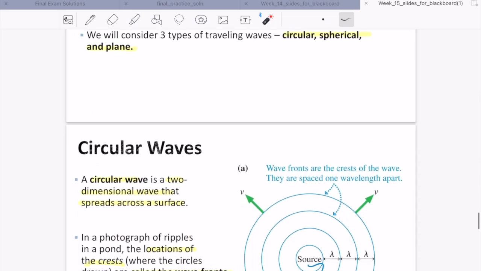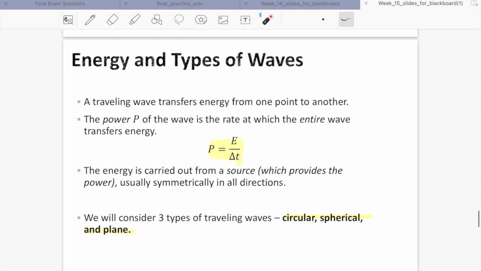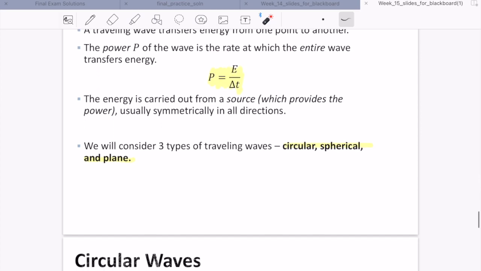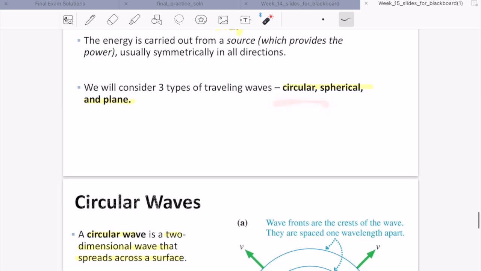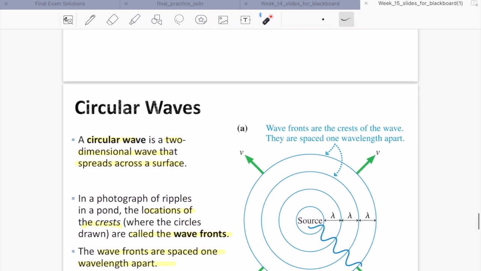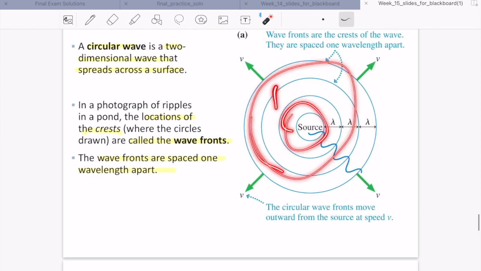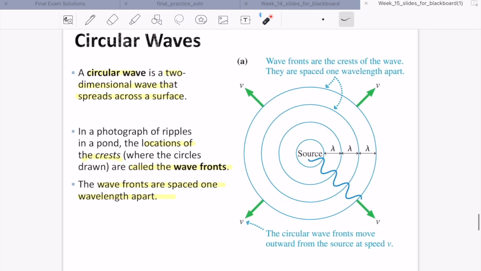Okay, finally we're getting to sound intensity levels. This is from a previous chapter once again with energy. Power is just energy transferred per unit time. So power, P of the wave, is the rate at which the entire wave transfers energy, right? And then there are 3 types of waves: circular, spherical, and planar waves. Circular waves look just like they sound, a bunch of circles. That's like if you threw a rock in the water, that'll make that ripple effect.